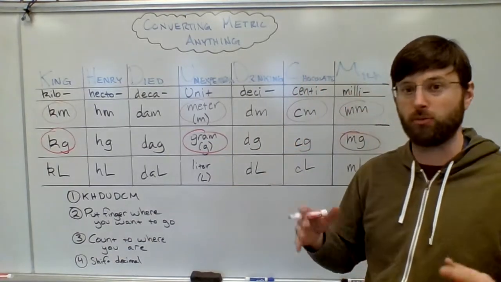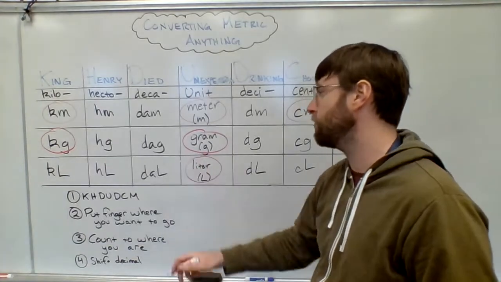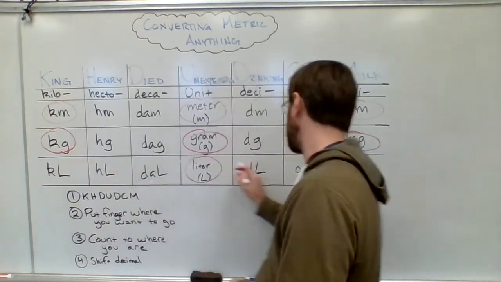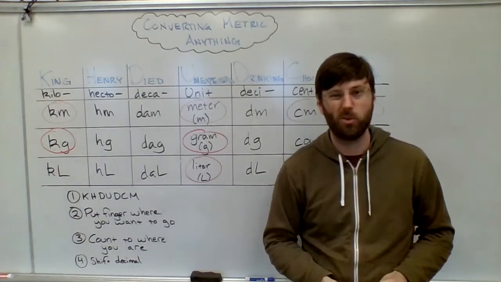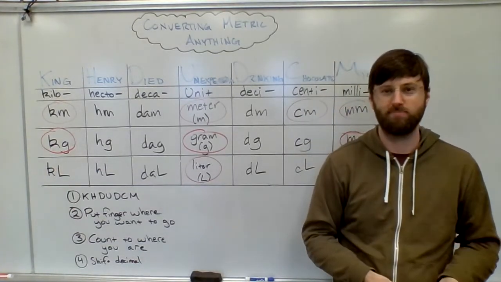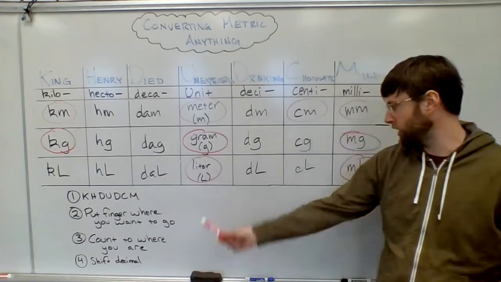And for liters, for capacity, we obviously need the base unit. We know liters, and then we just need to know what milliliters are. And we don't really measure anything in kiloliters. So just liters and milliliters.